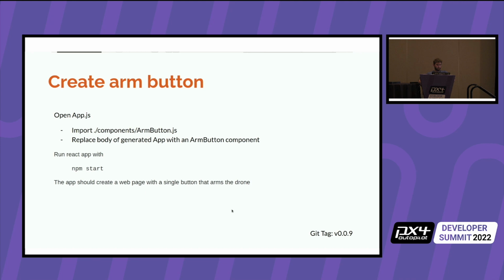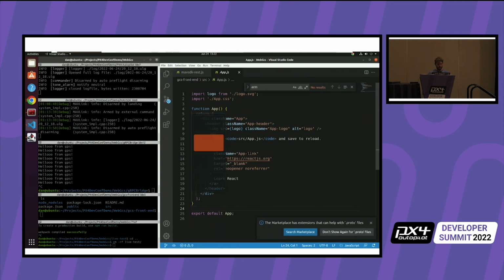And from there, we just need to import that button we created into our app.js. We're gonna make it super simple. It's gonna be a blank web page with a handful of buttons, not doing anything special here. So we'll just paste it right into the middle and spin the app up with start. And at that point, we've got an arm button.